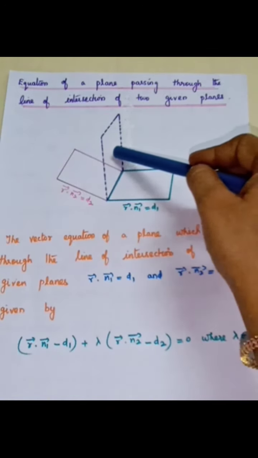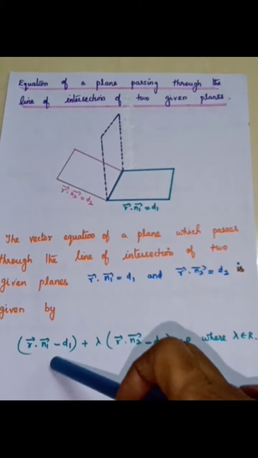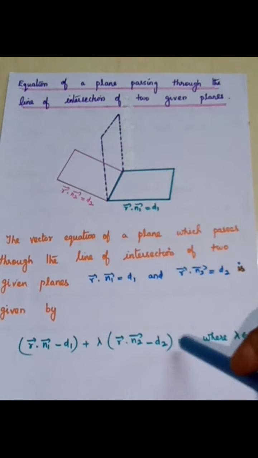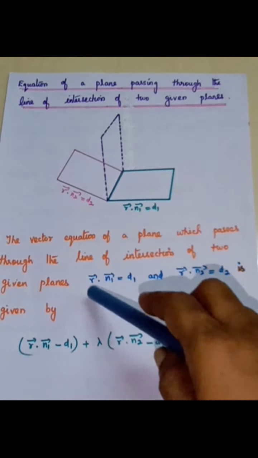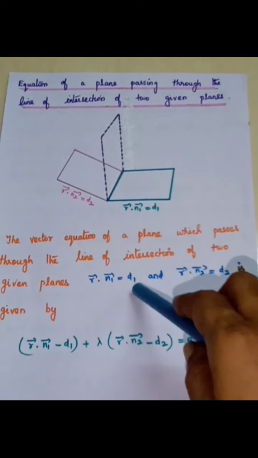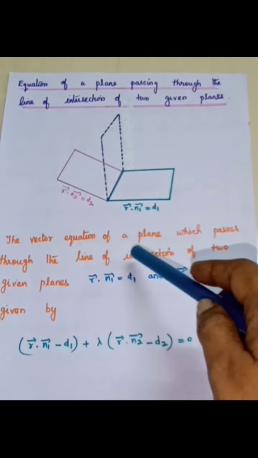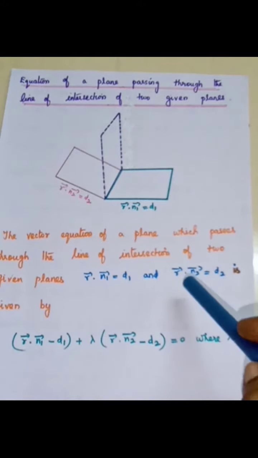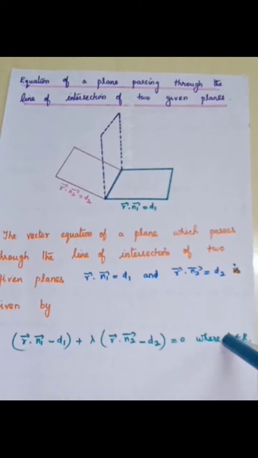It is nothing but the first equation of the plane plus lambda into the second equation of the plane is equal to 0. So what is the first equation of the plane? r vector dot n1 vector is equal to d1. So arrange this as r vector dot n1 vector minus d1 plus lambda into r vector dot n2 vector minus d2 is equal to 0, where lambda belongs to R, that is a real number.